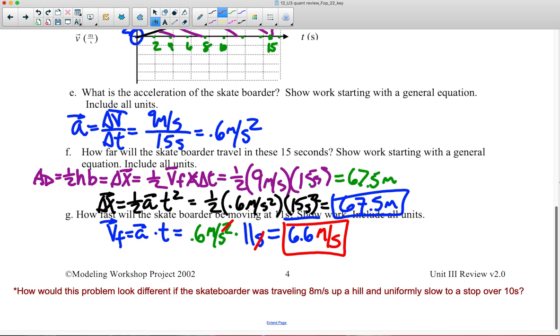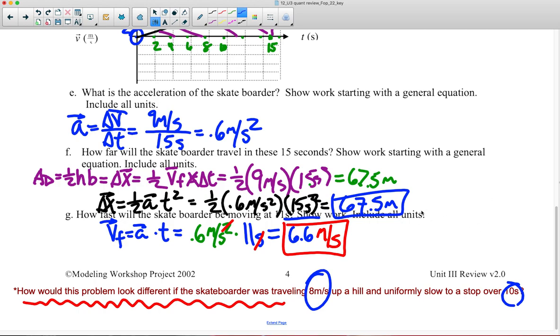You also did one of these for homework. I've put an additional problem down here. It says, how would the problem look different if the skateboarder was already moving at 8 meters per second and slowed down uniformly to a stop over 10 seconds? You could resolve all of these with that same problem, and that would be some more good practice for you. If anybody had questions about that, we could talk about that before we take the test on Wednesday. I hope that helps.